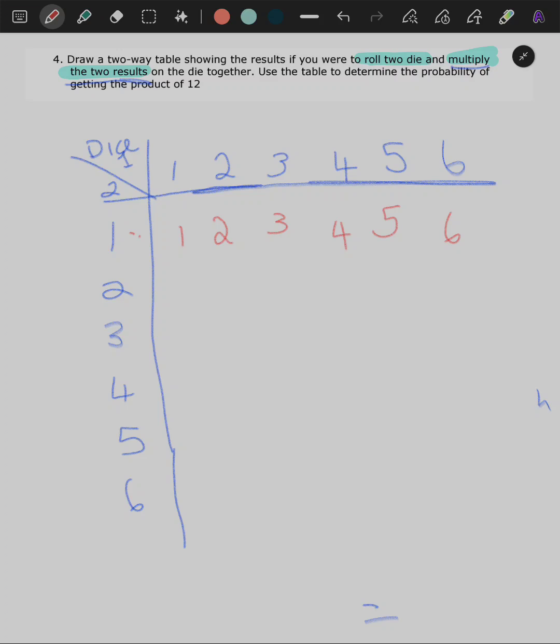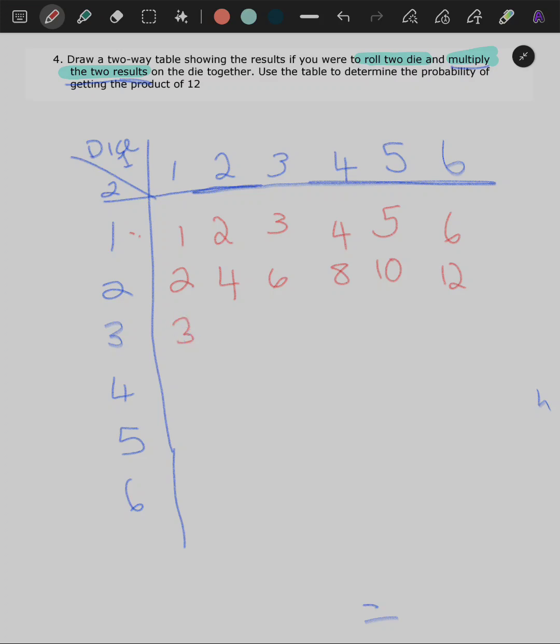Then I'm going to go to the next one. Okay, so I'm going to go 2 times 1. That's what I'm doing. 2 times 1 is 2. Then I'm going to go and say, okay, 2 times 2. This is a little easier when you're doing it on lined paper. And then I'm going 2 times 3 is 6, 2 times 4 is 8, 2 times 5 is 10, 2 times 6 is 12. And you just kind of keep going with that.